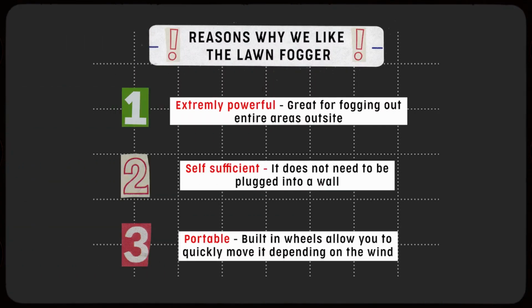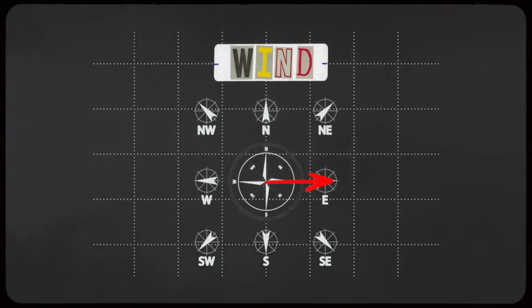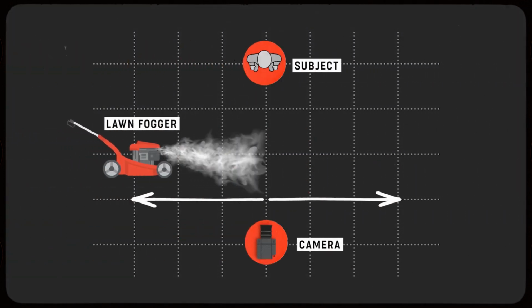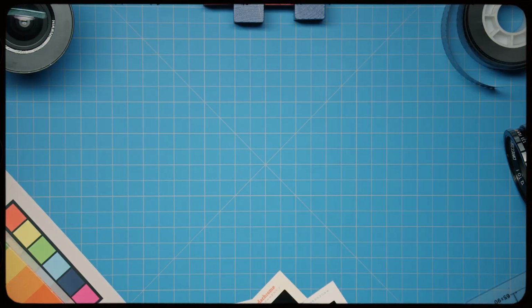This is great because, as you know, when you're shooting outside, you're kind of at the whim of the weather and the wind. And one take the wind might be blowing one direction and then the next take the other. So the lawnmower fogger, not being tethered to any extension cables, can pivot and be moved around to the perfect spot.